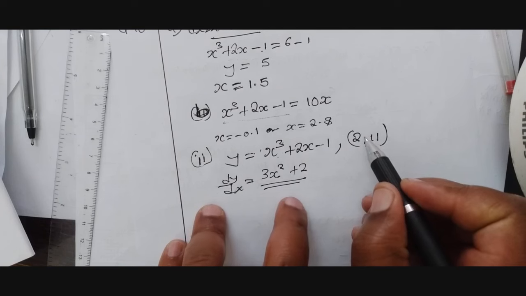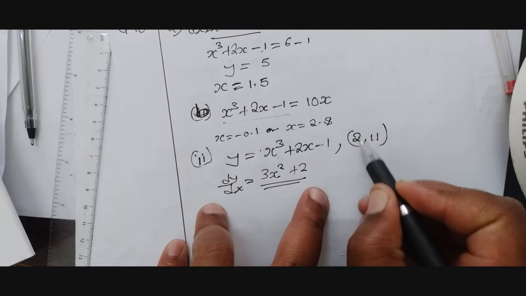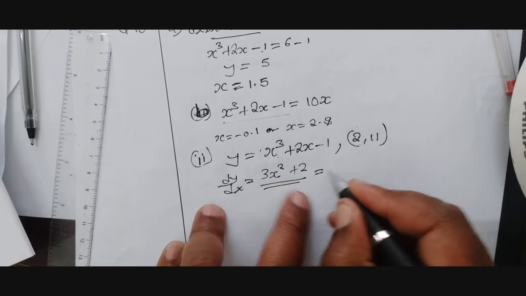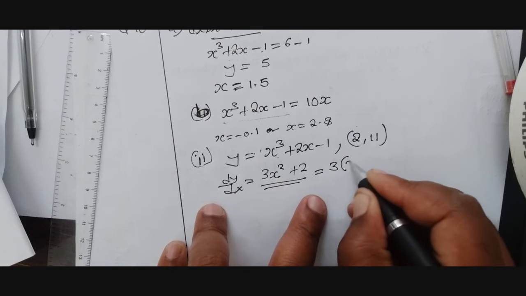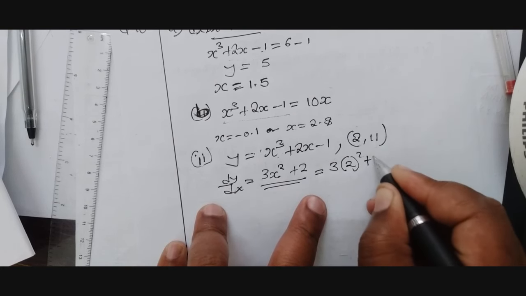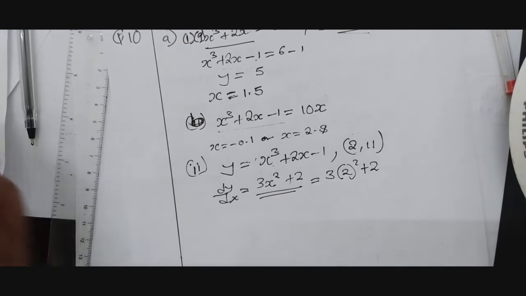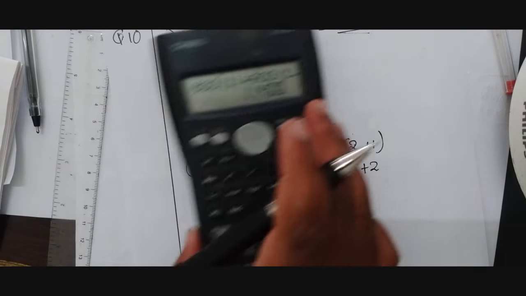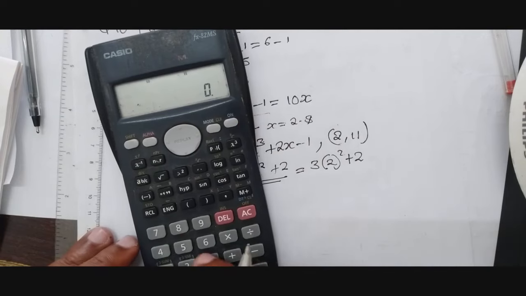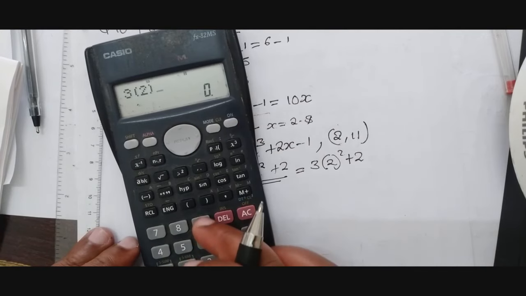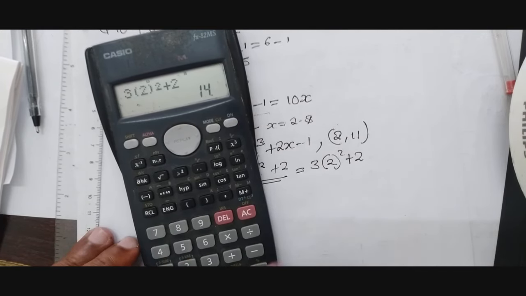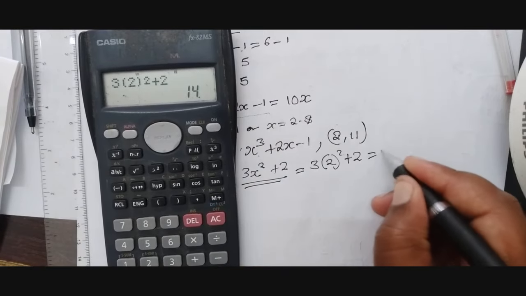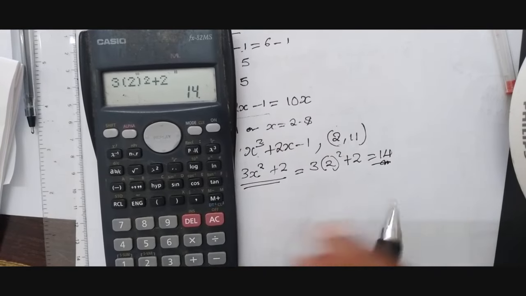But we want to find the actual gradient at this point when x is 2. So we'll say 3 open bracket 2 squared plus 2. What do you get? You're going to use your calculator. My friends, you don't need to panic. So 3 times (2 to the power 2) plus 2. What do you get? 14. So the derivative or the gradient is 14.